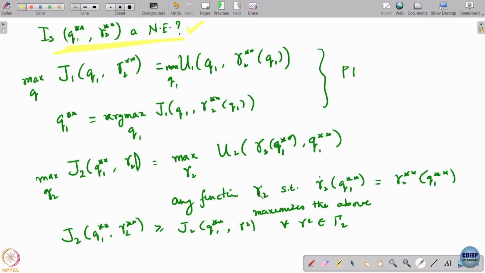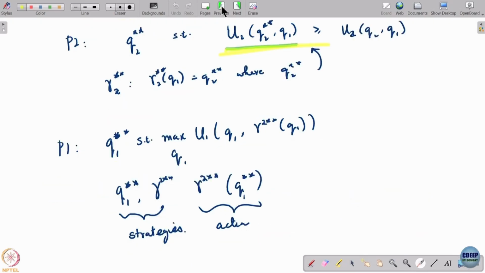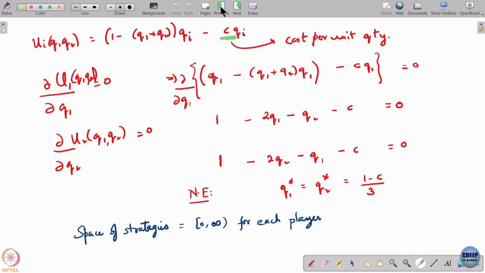So, now tell me another Nash equilibrium. Let us go back to the definition. This is what we are looking for. So, let us go back and see this. My contention is this is also a Nash equilibrium.